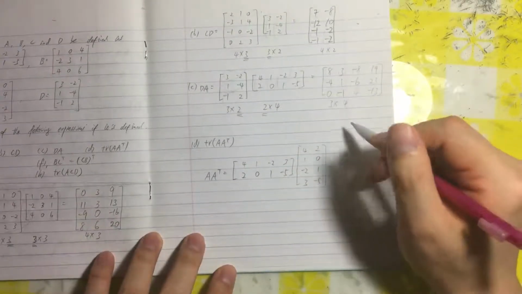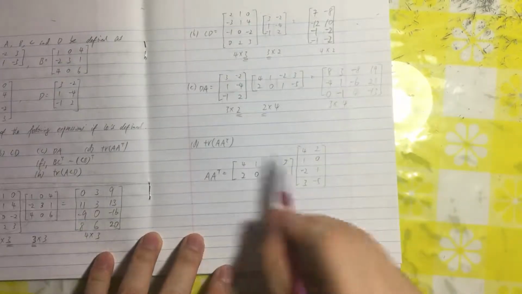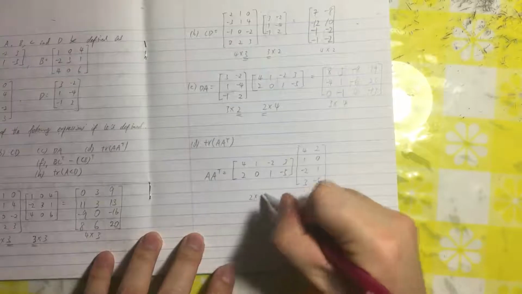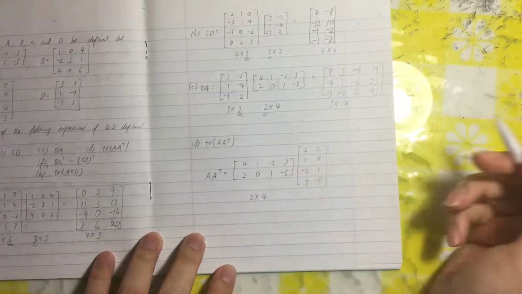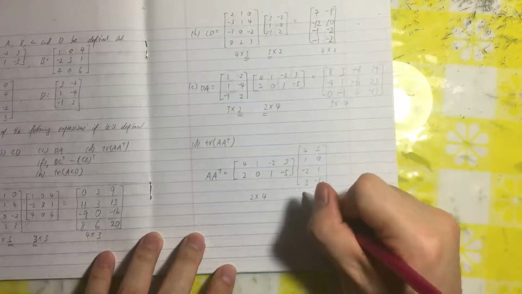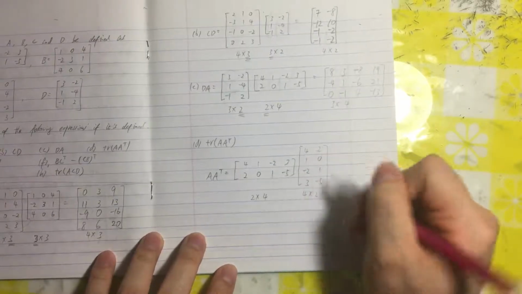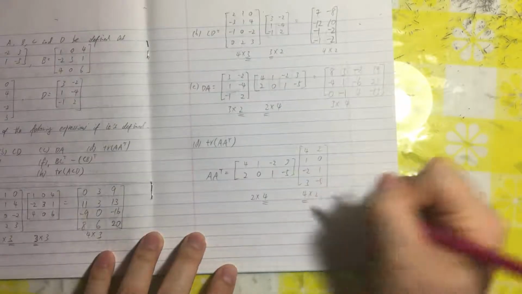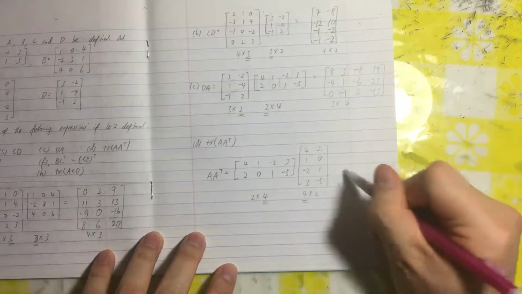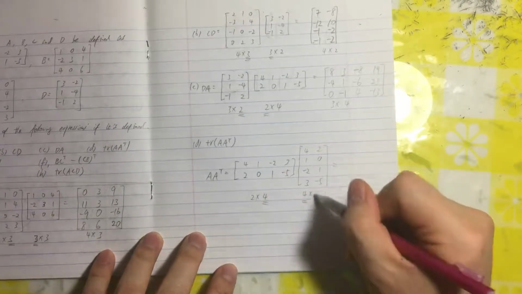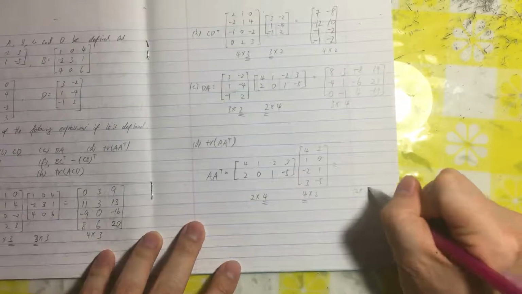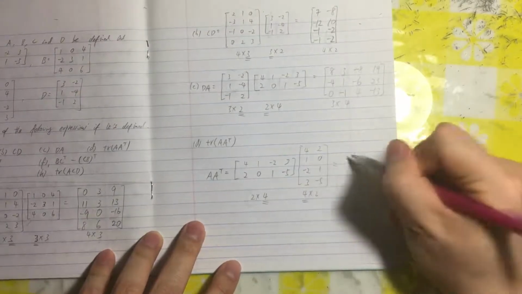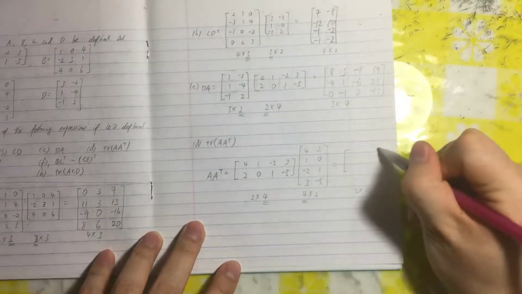Before we multiply the matrices, let's verify their dimensions first. First matrix is 2 rows, 4 columns, so that's a 2 by 4 matrix. Second matrix is a 4 by 2 matrix. It has 4 rows and 2 columns. If the number of columns in the first matrix is the same as the number of rows in the second matrix, we are allowed to multiply matrices. And their answer will be 2 rows and 2 columns. First number represents the number of rows. Last number represents the number of columns. So it will be a 2 by 2 matrix.